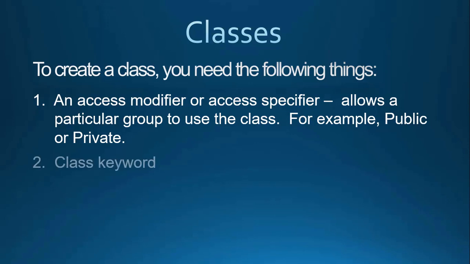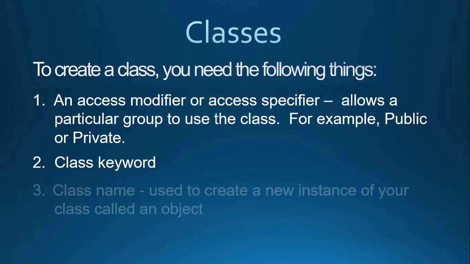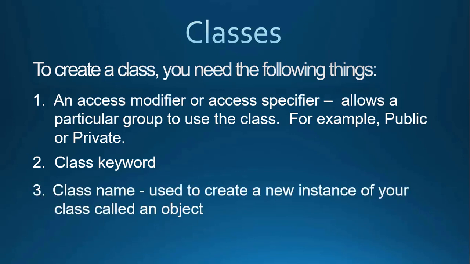The second thing you will need to create a class is the class keyword. And the third thing you will need is the class name, which you will use to create a new instance of your class called an object. And lastly, you will need a code block, which is enclosed by a pair of curly braces.